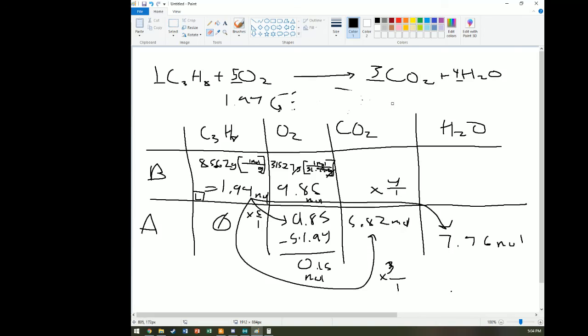And then with solutions, you can always do n equals C times V, which is concentration times volume. It's pretty simple stuff.